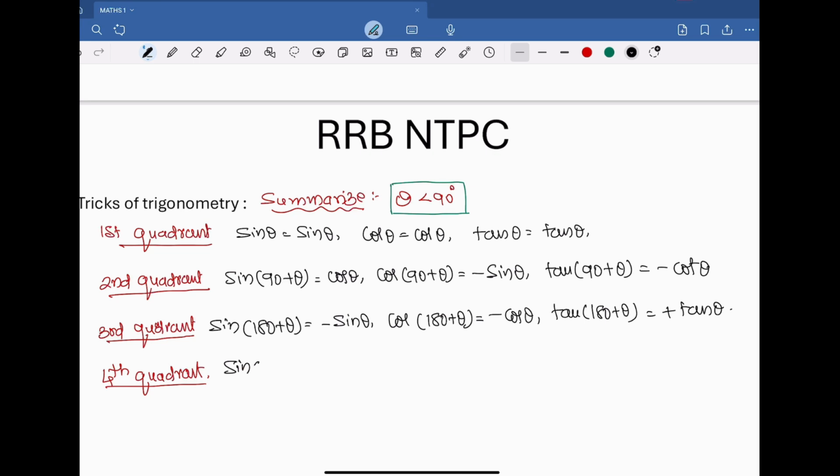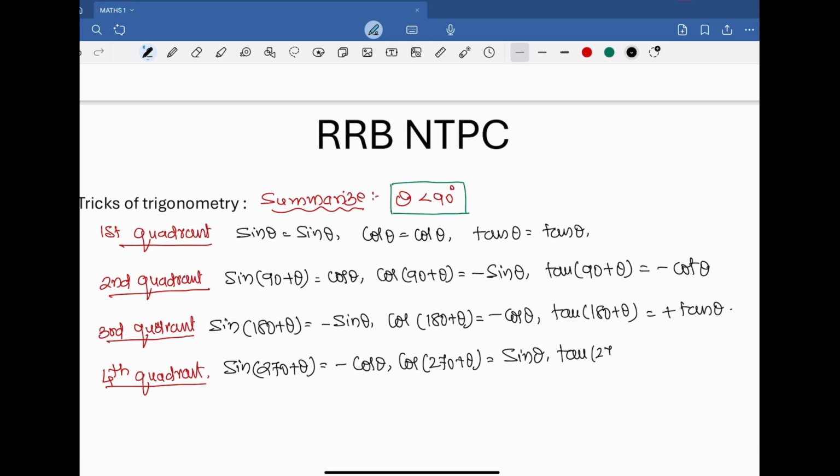Sin 270 plus theta is equal to minus cos theta, because in the quadrant all are negative except cos. Cos 270 plus theta is equal to sin theta, because cos is positive.